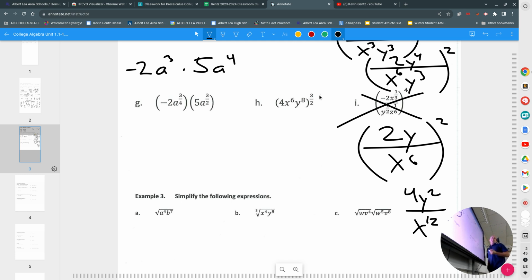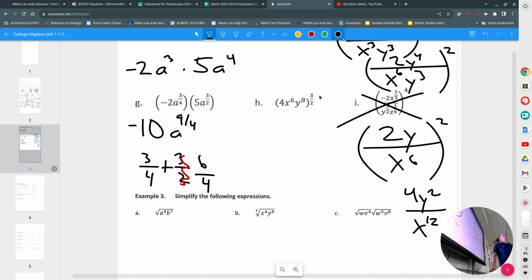Negative 2 times 5 is negative 10. And then in this situation, you would just add the exponents. So here, let's just add the exponents. 3/4 plus 3/2. How do I add fractions? Common denominators. So instead of 3/2, I'll write that as 6/4. And 3/4 plus 6/4 is 9/4. That's the answer.